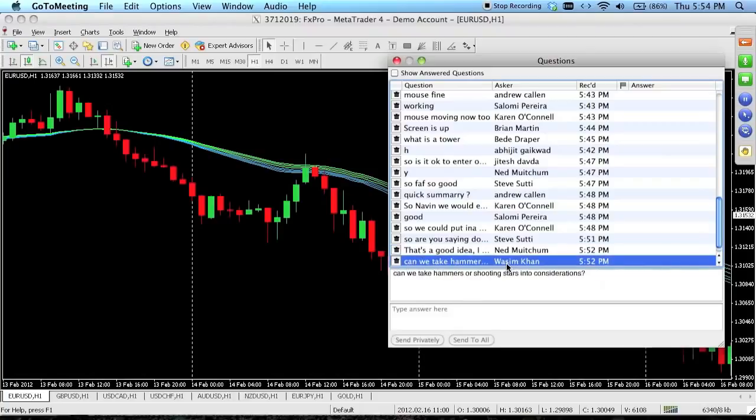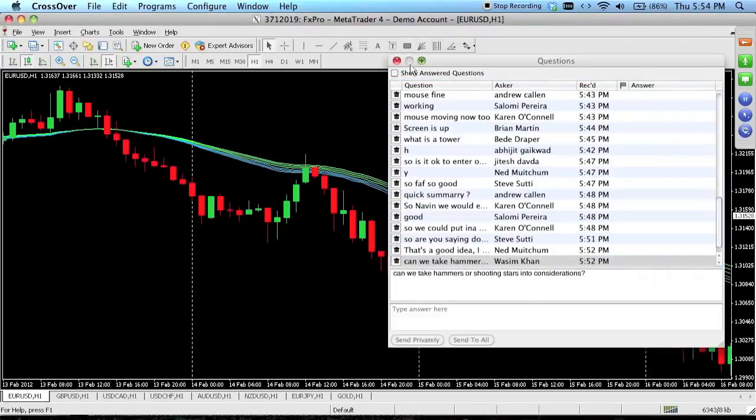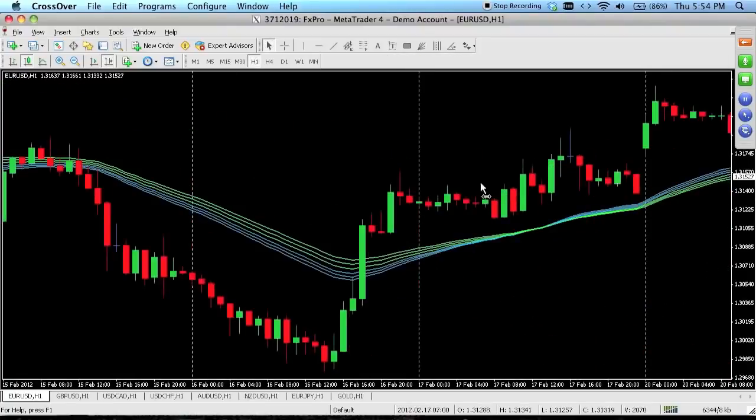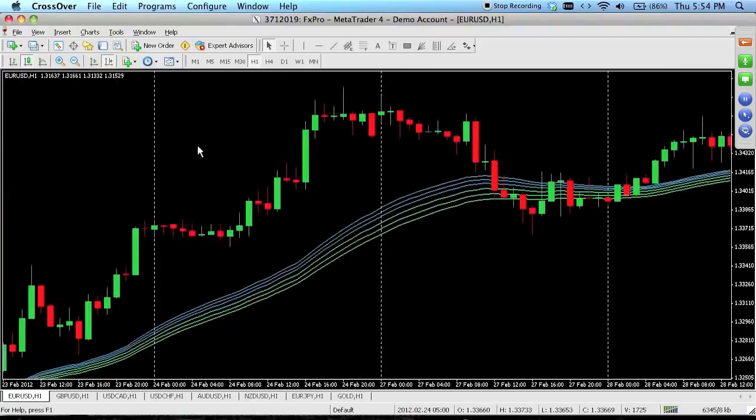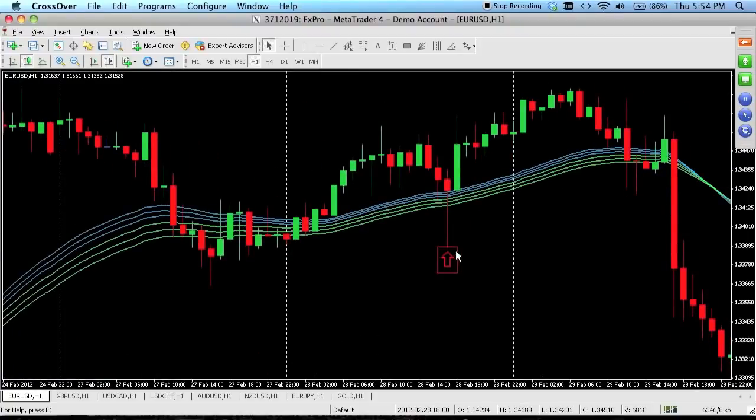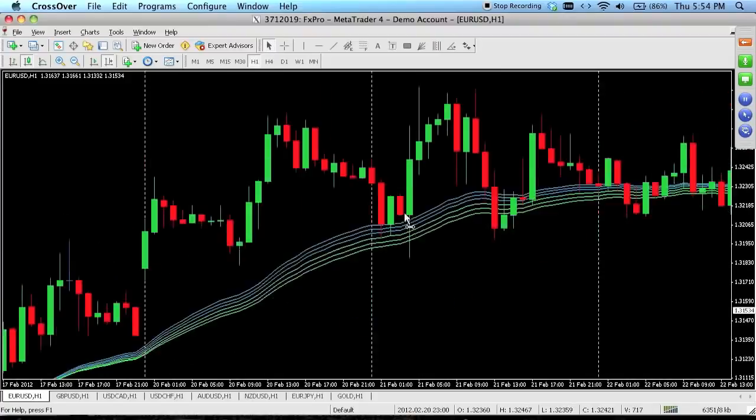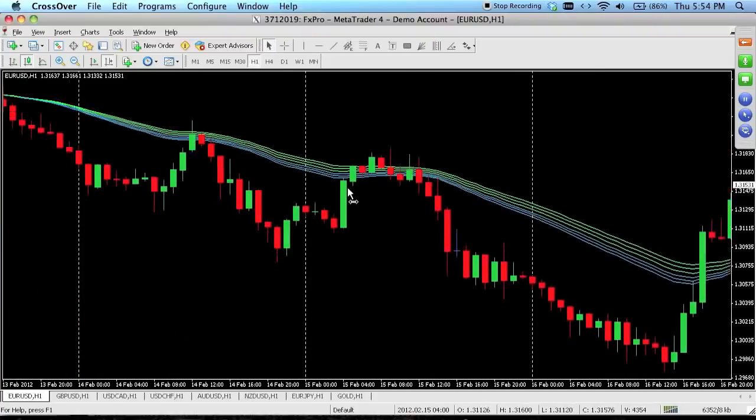Okay, can we take hammers or shooting stars into consideration? Yes, Wasim, you guys can take any formations on or around these MAs. Obviously, if you have hammers around these MAs, it's even perfect. For example, the trade that we just looked at earlier, this one right here. Nice hammer formation, exhaustion candle, or a pin bar, whatever you like to call it, gives you a heads up that the market is going long no matter what. It's just a sure shot. So there are several examples like that. So yes, you guys can take it into consideration.